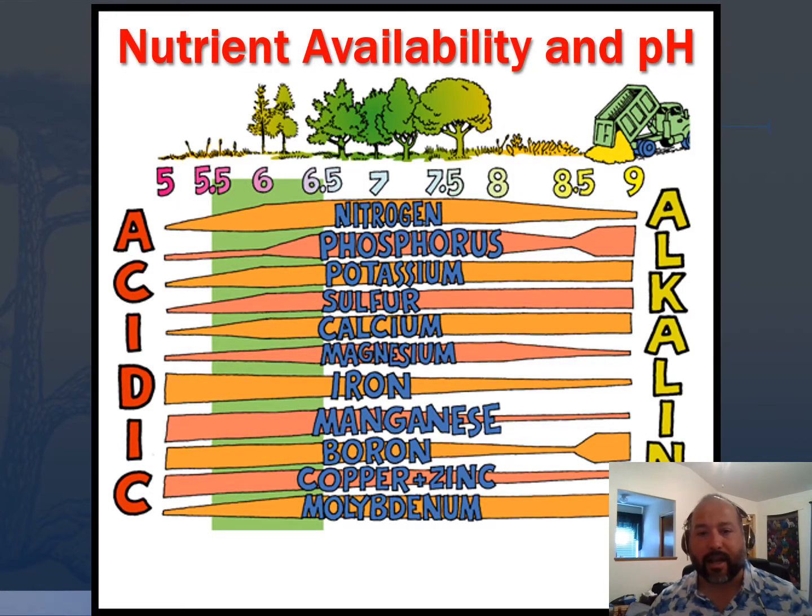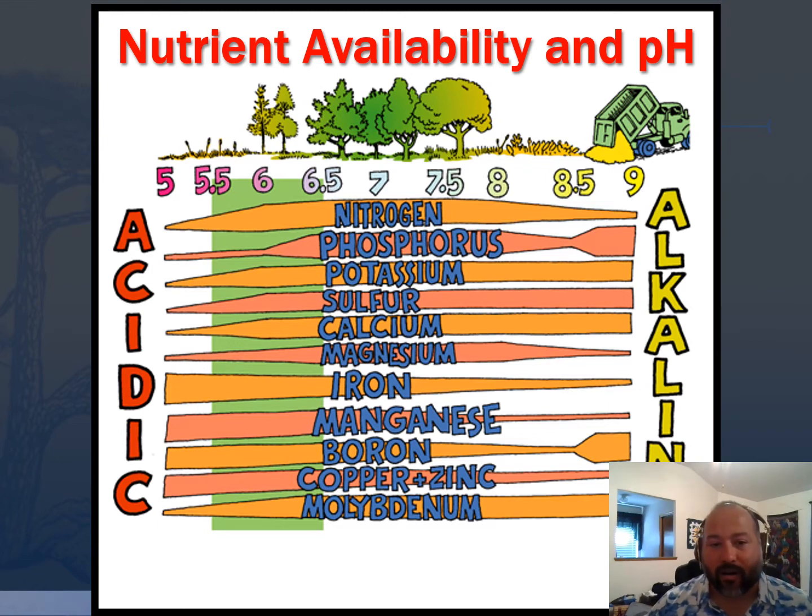And so if we take a look at this simple nutrient availability and pH chart, you can see that at certain parts it widens out here, and then at certain parts it narrows. And so nitrogen is pretty much available anywhere between 5 and 9. So if we have an acidic soil or an alkaline soil, we can get nitrogen. But what we really want is a soil that's like in this 6, 7, 8 range, somewhere in there where we got lots of nitrogen available.